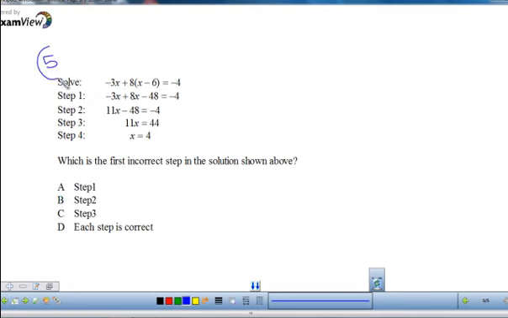Okay, number 5 says solve. Which is the first incorrect step? So let's go through these. First thing you would do is you would distribute. So you get negative 3x plus 8x minus 48 is equal to negative 4. Okay, so that checks, so that is correct. So step 1 is correct.